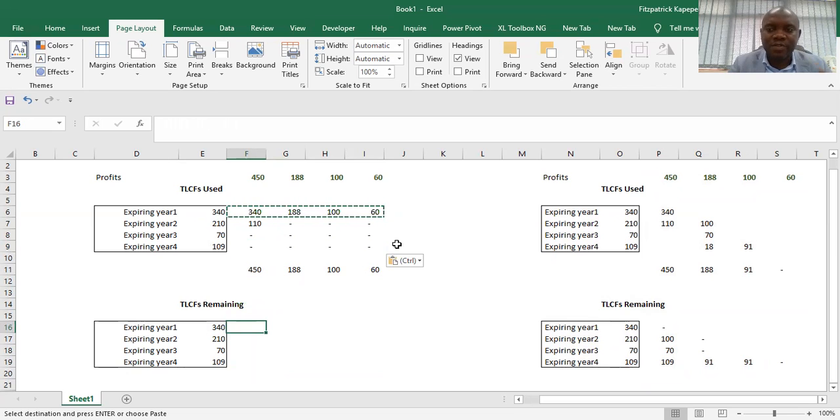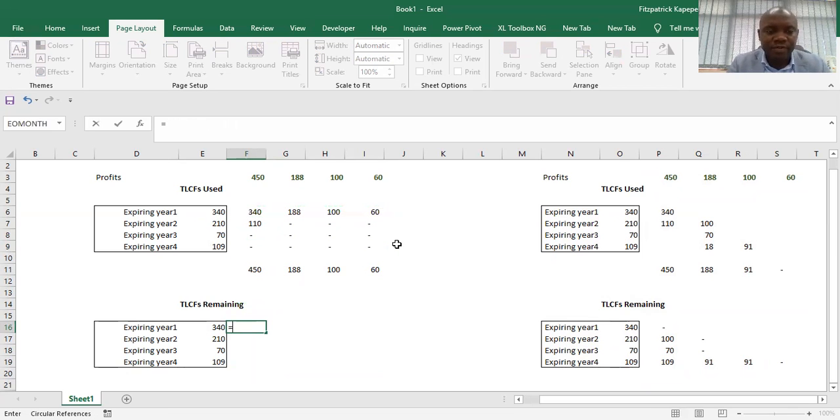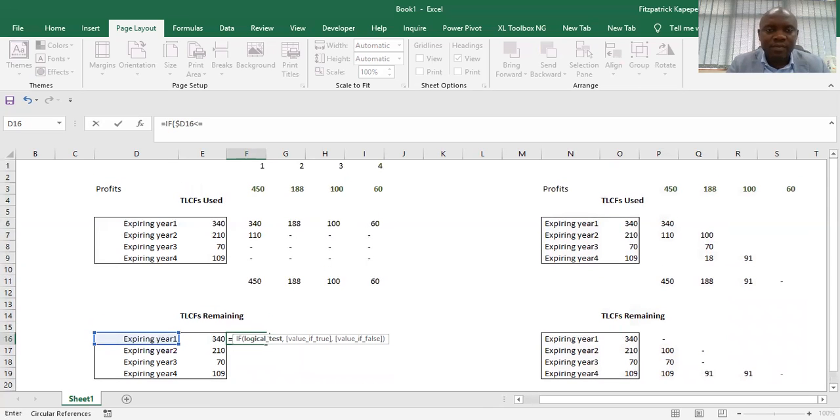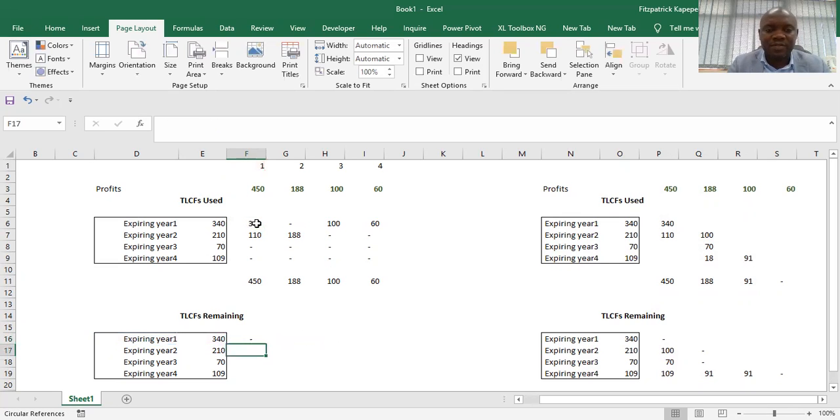Here you have another formula, which will be equals IF the year in here is less than or equal to the year in question. If it's true, give us 0. Otherwise, subtract the remaining amount here minus the remaining amount there, the used one. So you're going to have something like this.